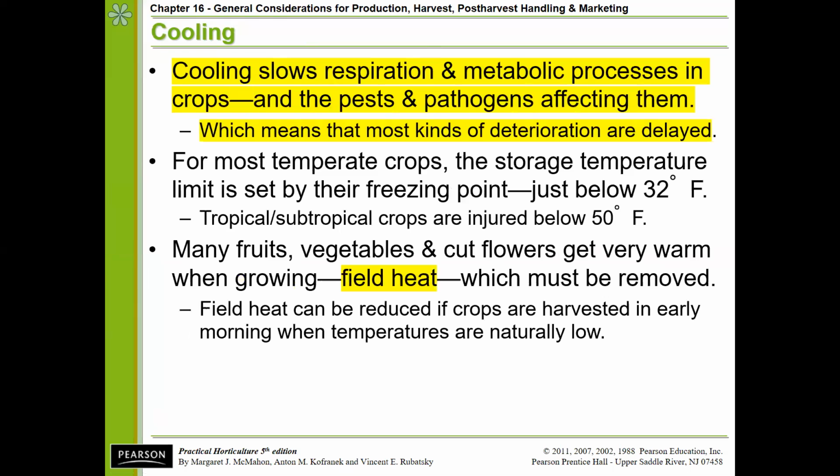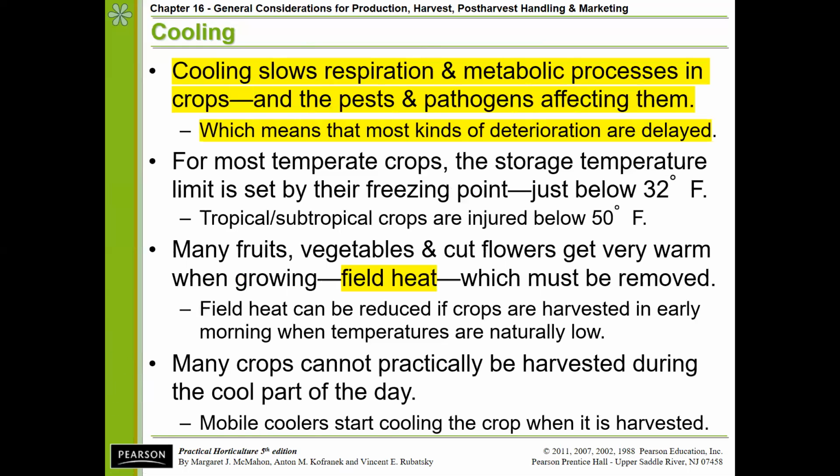Field heat is one of the big reasons why we need to do some cooling. Basically, field heat is just that heat that is accumulated on the crop throughout the day. Heat does accumulate, even though the air temperature could be lower, the crop surface could be warmer. And because of that, we have to remove that field heat. If we don't remove the field heat, then they can continue to deteriorate, and pretty quickly, really.